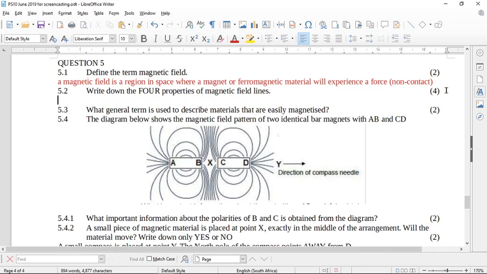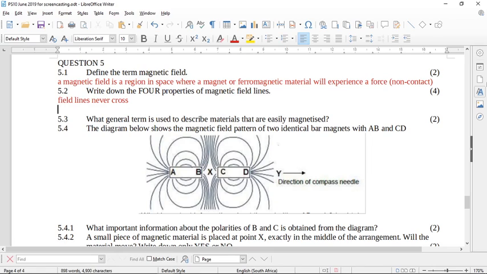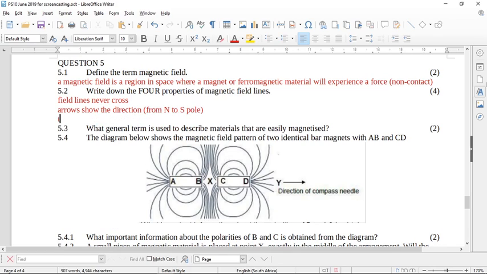Write down 4 properties of magnetic field lines. Well, the field lines never cross. Okay. They have a direction, and then you must say the arrows show the direction, and you can say from the north to the south pole. The field lines travel from the north to the south pole. Then the more dense the field lines, the stronger the field.